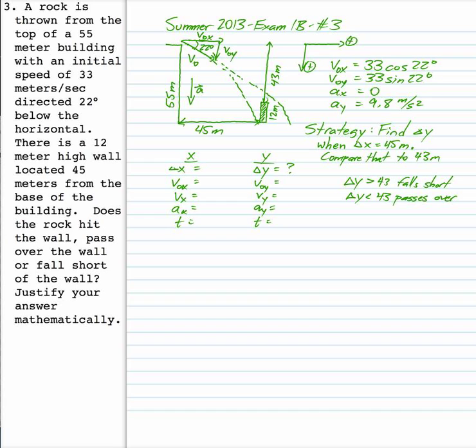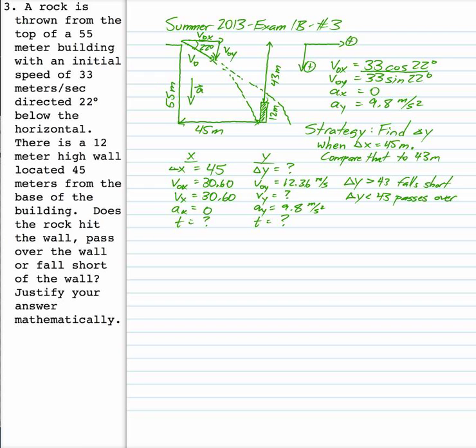So in the x direction, the x displacement is 45, the initial x velocity is 30.60. That's 33 cosine 22 from up here. The final x velocity is 30.60 also, because the acceleration is 0, and the time of flight is unknown. In the y direction, the initial y velocity is 33 sine 22, which is 12.36. Final y velocity is unknown. The y acceleration is 9.8. Okay, and we're working in MKS units. Doesn't hurt to remind ourselves of that once in a while.